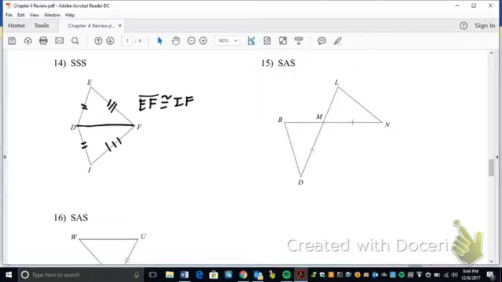15, side, angle, side. So we've got DM is congruent to NM. We've got our vertical angles right there, LMN and BMD. So in order to prove side, angle, side, we're missing that second side. Now keep in mind, what we're talking about is the included side, or the included angle. So it needs to be the other side making up that angle. So BM and LM.